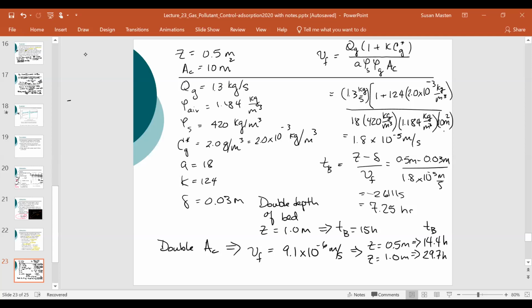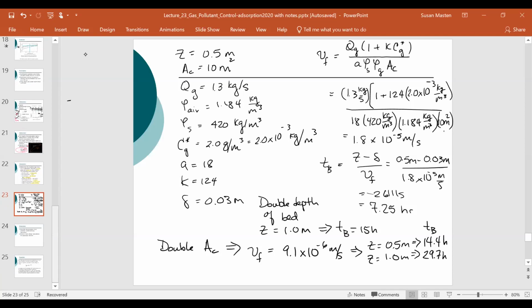So it means that I can treat twice the volume of air or water, and then I don't have to regenerate so often. If I double the cross-sectional area and I keep that depth the same, I also can almost double my breakthrough time. And then if I do both, I go from 7 hours to almost 30 hours. So I can significantly increase that breakthrough time, so I'm not having to regenerate as often.